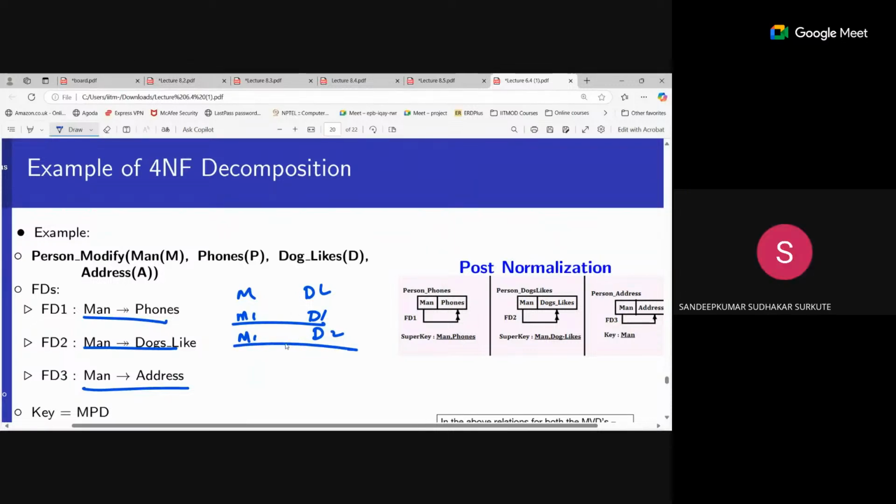But the 4NF criteria said if M multi-determines D, then M should be a super key. Then that statement is wrong, right? For that we should have at least three attributes, right? Here we just have two attributes, dog likes. That's it.